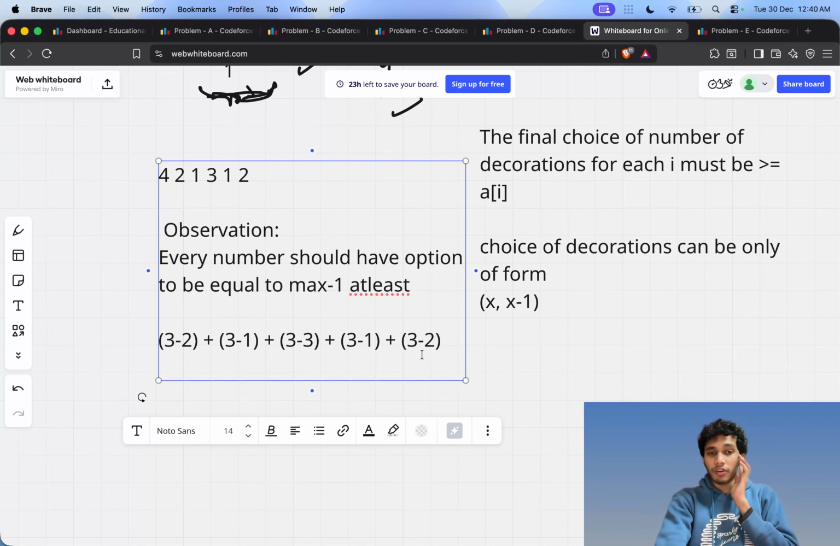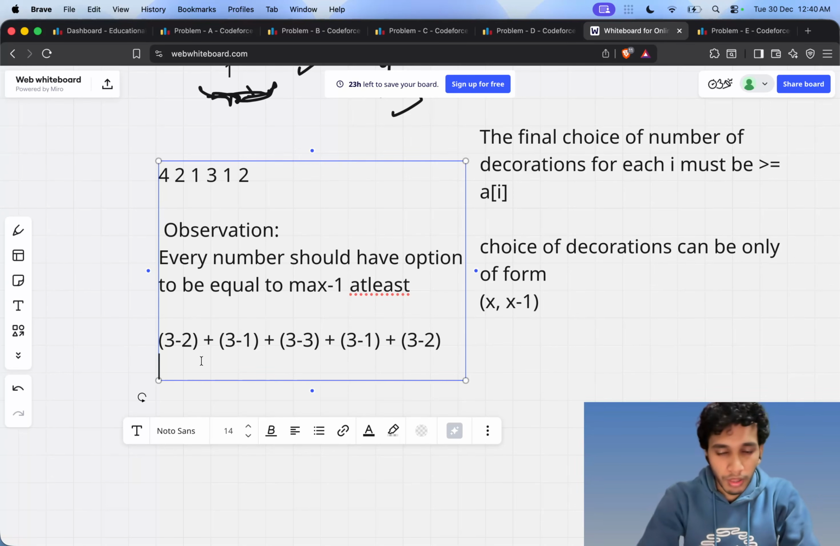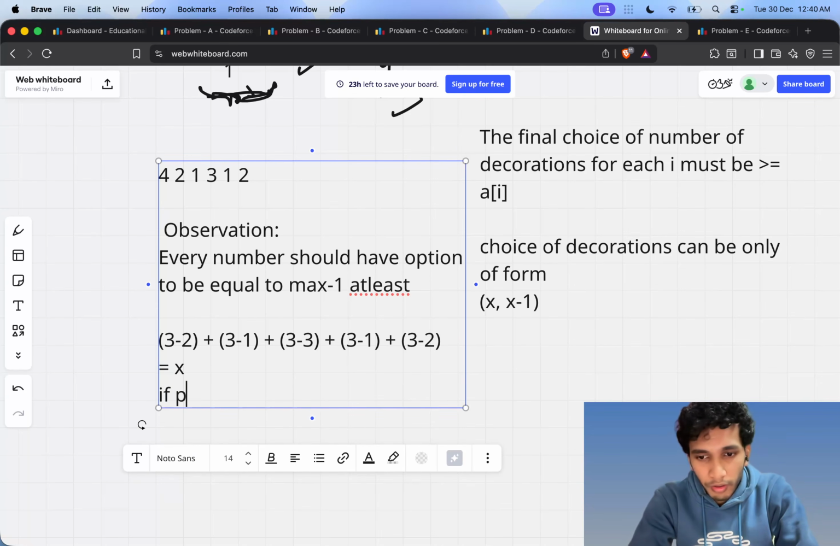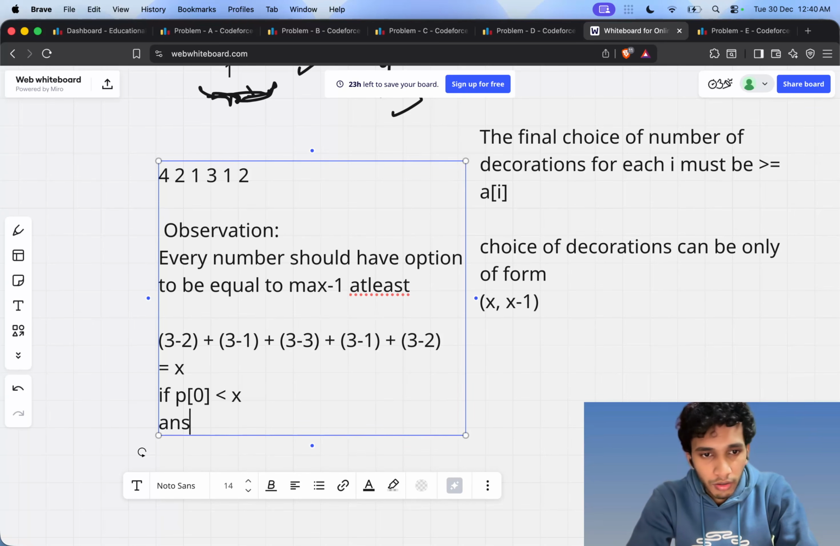This is the amount of decorations P0 should have, because this person has two choices of decorations from its own box. After its own box has finished, it will look to P0 for one extra decoration. So if, let's say, this number is X, and P0 is smaller than X, the answer is: no permutation is possible.